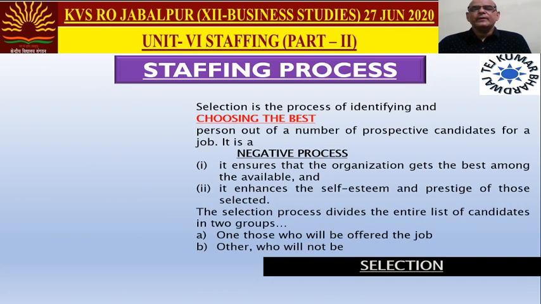In the staffing process, when we discuss selection, there are a few things to know about the selection process. Selection is the process of identifying and choosing the best person out of a number of prospective candidates for a job, those who have applied in our organization. It is a negative process. You will have to remember it, as it can be asked in an objective type question in the form of true, false or fill in the blanks. Recruitment is a positive process because we try to increase the number of applicants, and selection is a negative process because at every step of the selection process we keep on reducing the number of applicants so that we can get the best one out of the total applicants.